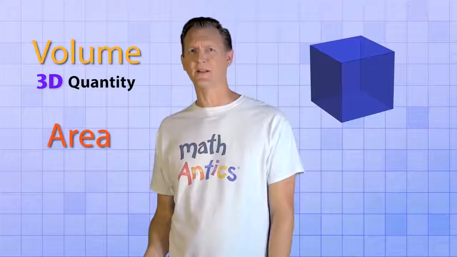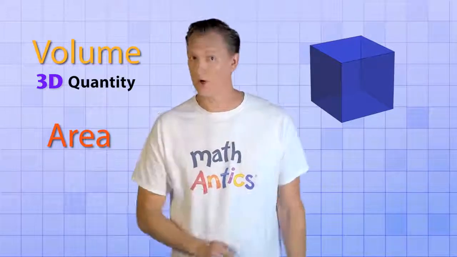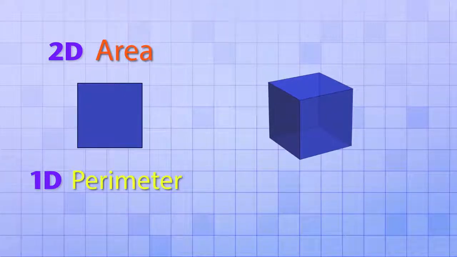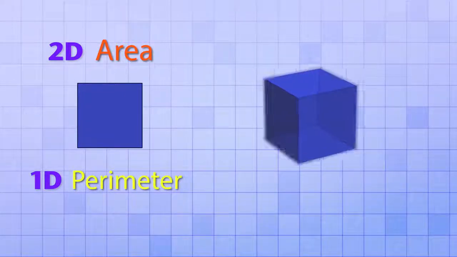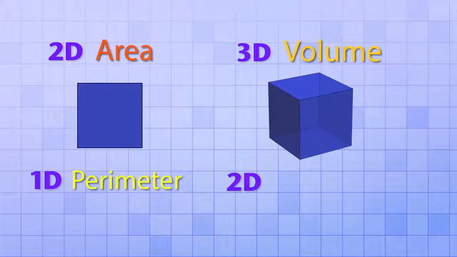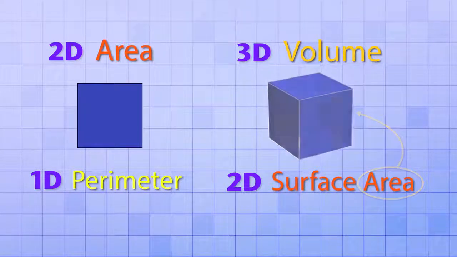Okay, so volume is a 3D quantity for measuring 3D objects. But since we've also talked a lot about area in this video, I want to point out that 3D objects also have a type of area that you don't want to confuse with volume. You might remember from our previous videos that 2D shapes have both a 2D quantity called area and a 1D quantity called perimeter. Well, in a similar way, 3D objects have both a 3D quantity called volume and a 2D quantity called surface area. Surface area is a lot like it sounds. It's the area of the object's outer surface or shell.